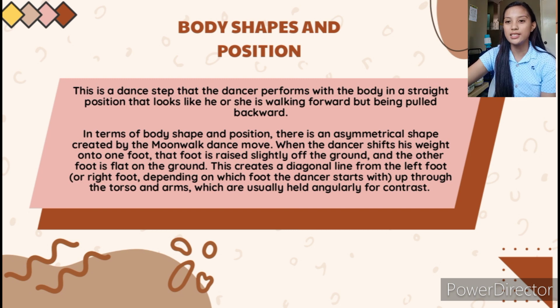Furthermore, as the dancer glides backward, the arms move in an exaggerated fashion to maintain balance and keep the illusion of forward movement. This creates even more asymmetry and angularity in the dancer's body shape, making it a visually stunning dance move to watch. So the moonwalk dance move is a great example of how dance can use body posture and asymmetrical shapes to create an illusion of movement and momentum.